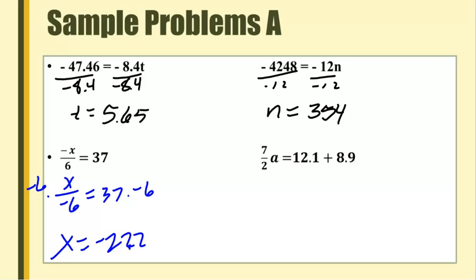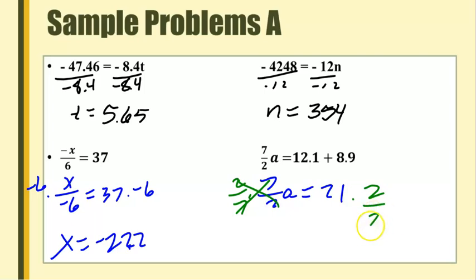Next, here I need to combine on the right-hand side, so 12.1 plus 8.9 is going to give us 21. So really I have 7 halves a equals 21. Now the opposite of multiplying by 7 halves is divide by 7 halves, which really means I'm multiplying by the reciprocal. So if I multiply both sides by 2 over 7, here the 7 divides out, 7 divides out, 3 times 2 is 6, so a is going to equal 6.